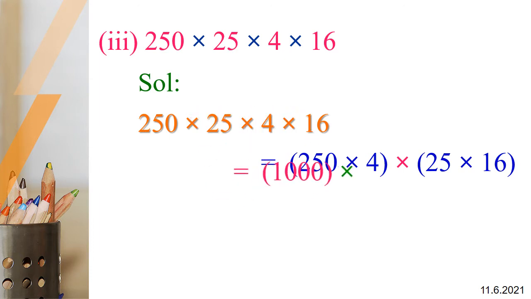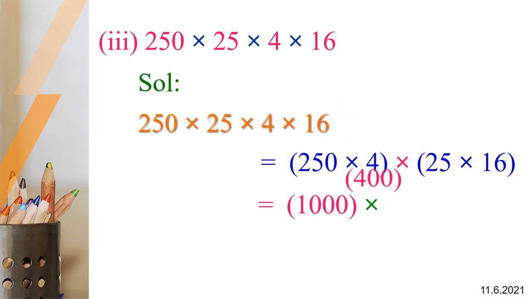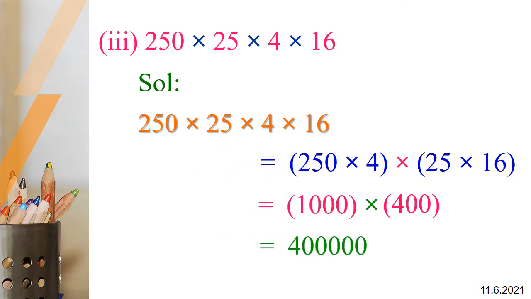Here 250 × 4 we get 1000. Next 25 × 16 we get 400. Now we want to multiply 1000 and 400. So 1 fours are 4. Let's count the zeros: 1, 2, 3, 4, 5. So we have to add 5 zeros. So finally we get 4 lakhs.